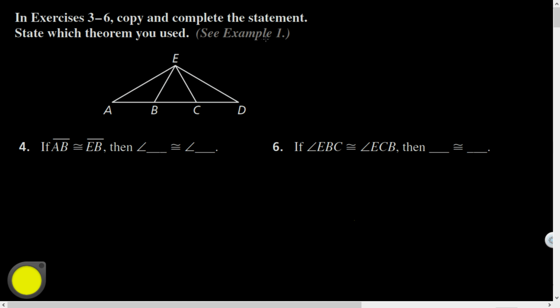It says, copy and complete the statement. Copy, paste, Control-C, Control-V, am I right? And state which theorem you used. So if AB is congruent to EB, then which angles are congruent?